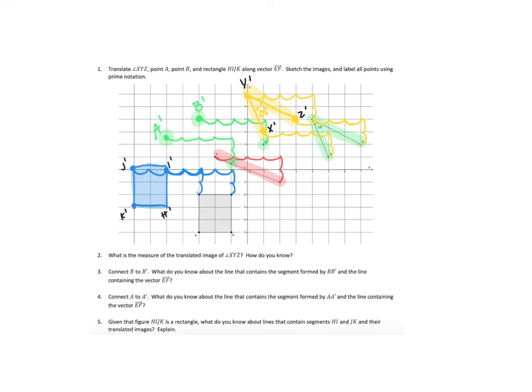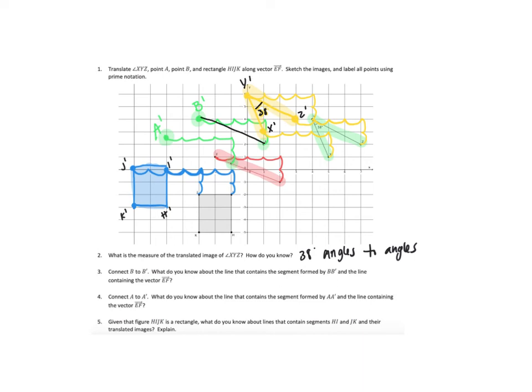Number 2 says, what's the measure of the translated image of angle XYZ? We already wrote this down. This is 38 degrees because angles are taken to angles. Right, that's part of our standard. It says connect B to B prime. So here's B and here's B prime.